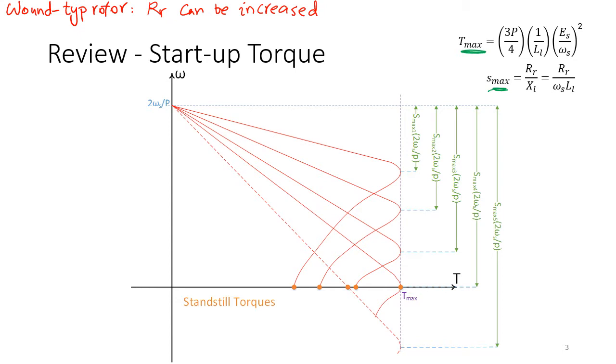And we said, okay, let's increase it. So we add some resistance to the slip ring to increase the resistance. But for the sake of simplicity and to have better control and handle over the machine, let's assume that Es over omega s, which is equal to lambda s, the magnetizing flux, is constant.